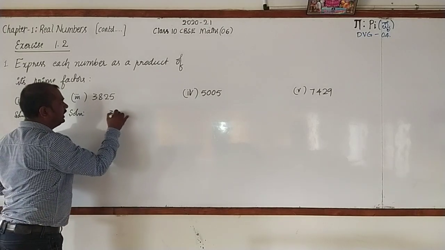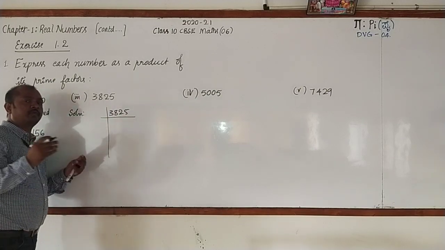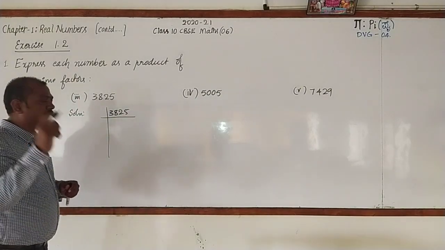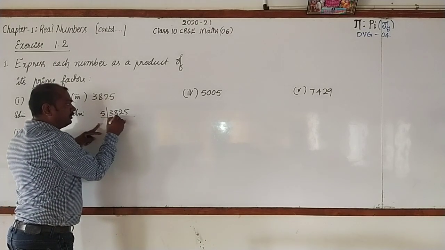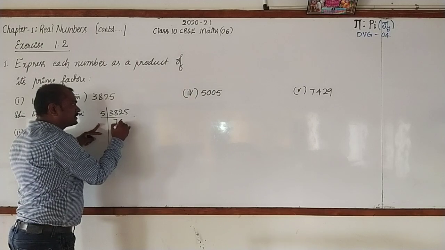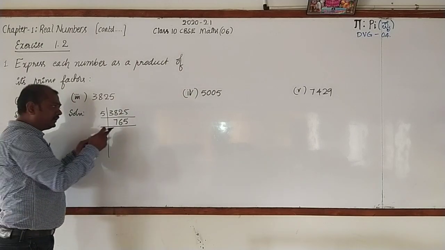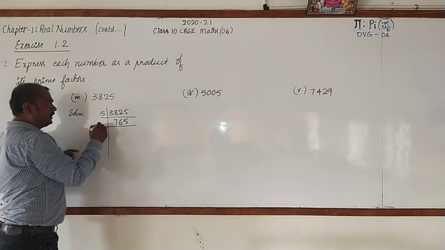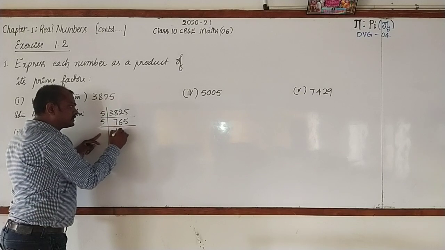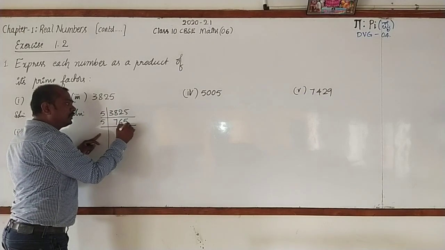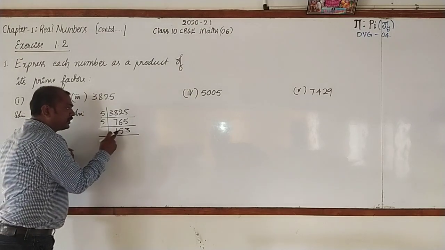Here, 3825. The number ends with 5. So by which number can it be divided? Yes, you are right. It is 5. 5 sevens are 35, 3 will remain, 32. 5 sixes are 30, 2 will remain, 25. 5 fives are 25. Again it ends with 5. Start dividing it by 5. 5 ones are 5, 2 will remain, it becomes 26. 5 fives are 25, 1 will remain, 15. 5 threes are 15. Observe this number 153.